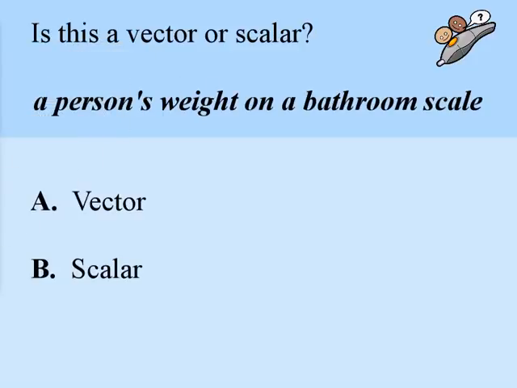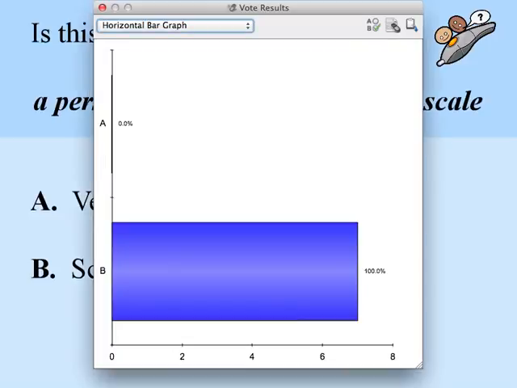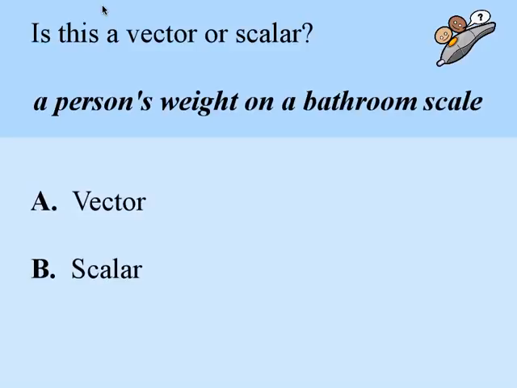Is this a vector or scalar: a person's weight on a bathroom scale? You all thought that was scalar. Oh, it's vector, because of gravity. The force of gravity is going to pull your weight down, so you are exerting a force downward. That one actually is a tricky one.